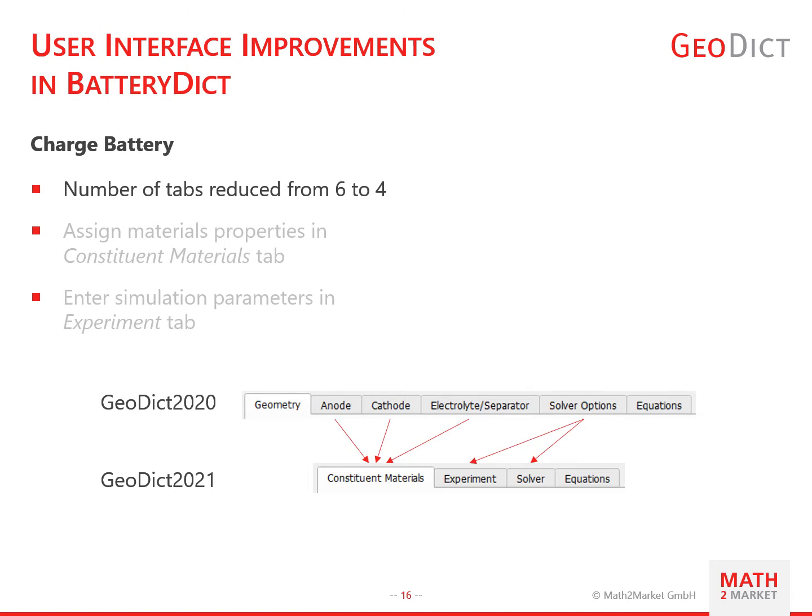In GeoDict 2020, the Charge Battery command consists of 6 different tabs. These are now reduced to 4 tabs, where anode, cathode and electrolyte properties can be entered in the Constituent Materials tab, like in the other GeoDict modules. The Solver Options tab is split into 2 tabs, namely the Experiment and the Solver tab.